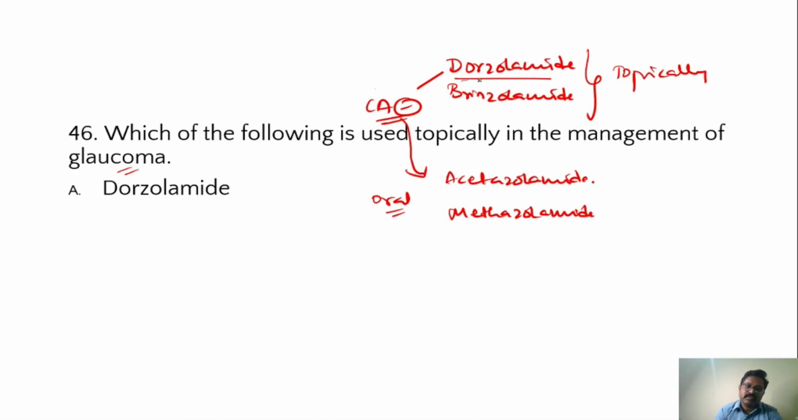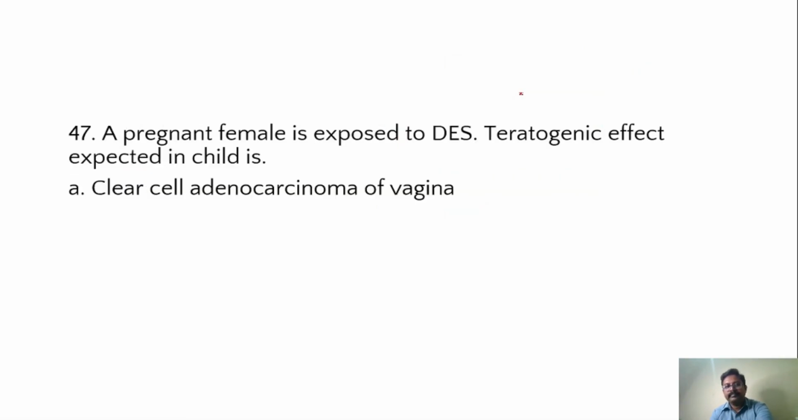So next question is, a pregnant female is exposed to diethylstilbestrol. What will be the teratogenic effect expected in the child, especially in the female child? It is also a direct question. The answer will be clear cell adenocarcinoma of the vagina.